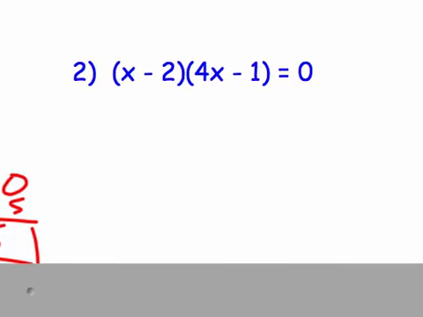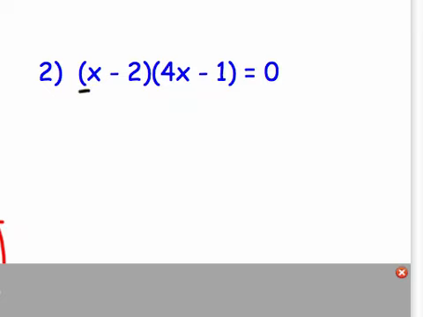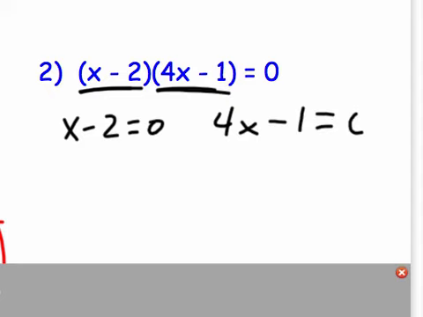Like this next one. If I look, same thing. If that's 0, it doesn't matter what this one is. Same thing. If this is 0, it doesn't matter what the other one is. So set them both equal to 0. x minus 2 equals 0. 4x minus 1 equals 0.